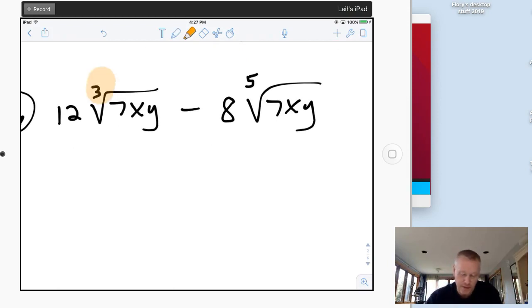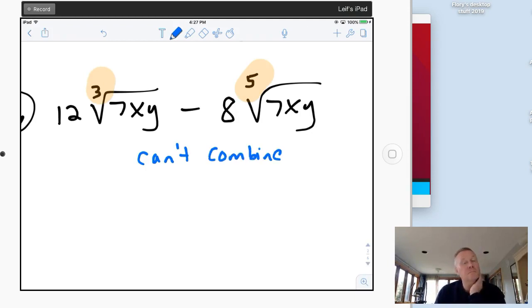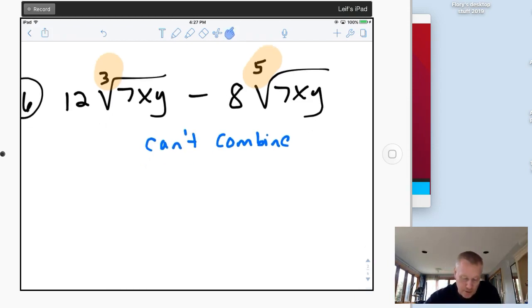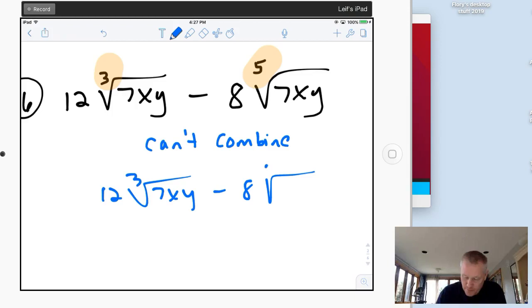These have different indexes. Once again, I can't combine these. Just because they have the same number under the radical doesn't necessarily mean you can combine them if they're different indexes, okay? So we just leave it. I would just leave it like that. It's 12 third roots of 7xy minus 8 times 5 fifth root of 7xy. I would just leave it like that, okay?